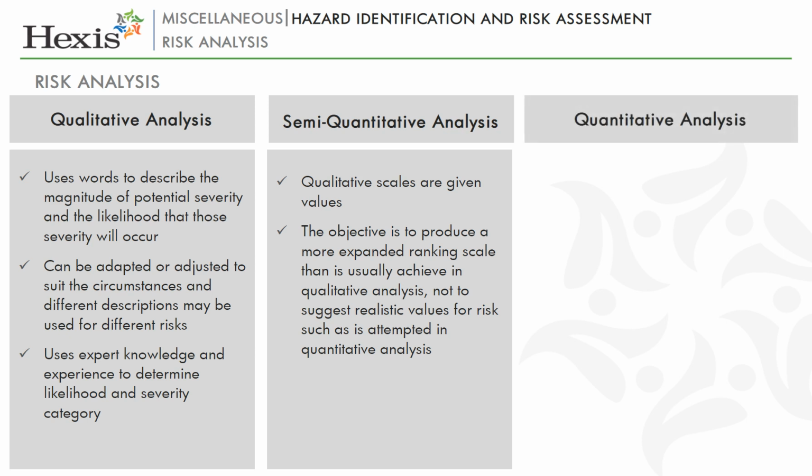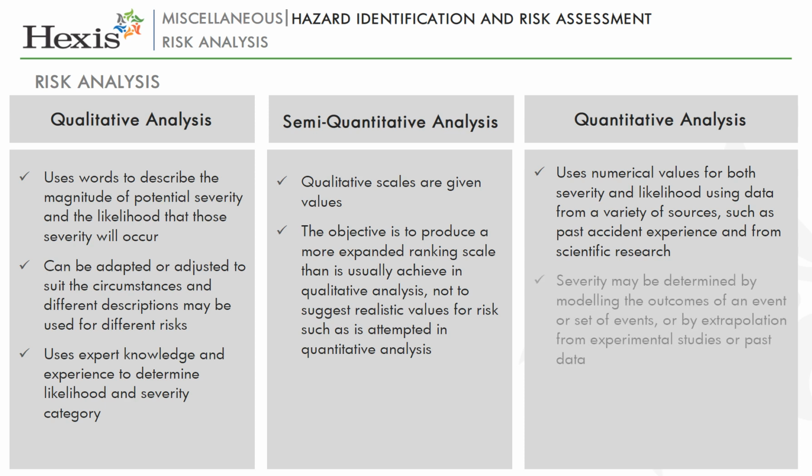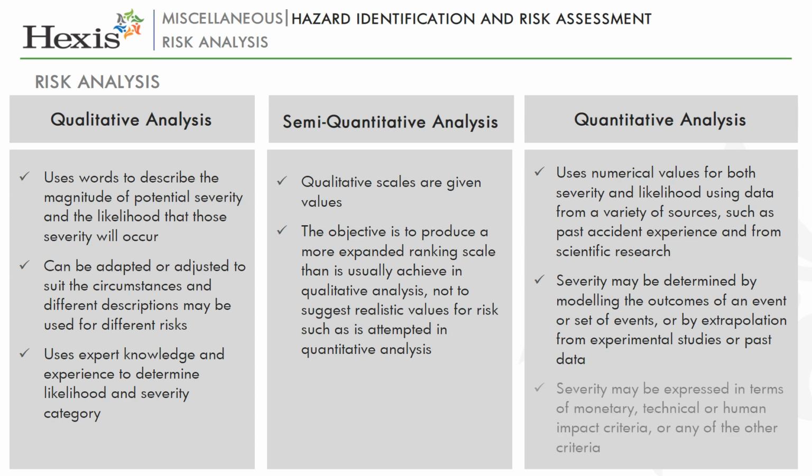Quantitative analysis uses numerical values rather than the descriptive scales used in qualitative and semi-quantitative analysis, for both severity and likelihood, using data from a variety of sources such as past accident experience and from scientific research. Severity may be determined by modeling the outcomes of an event or set of events, or by extrapolation from experimental studies or past data. Severity may be expressed in terms of monetary, technical, or human impact criteria, or any of the other criteria.